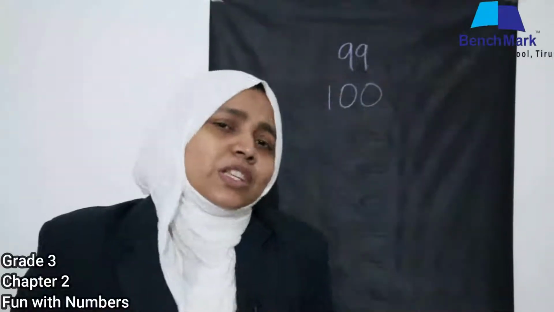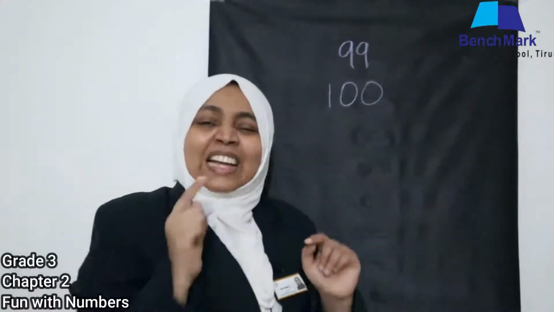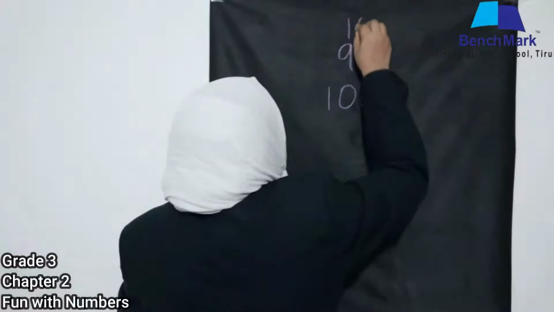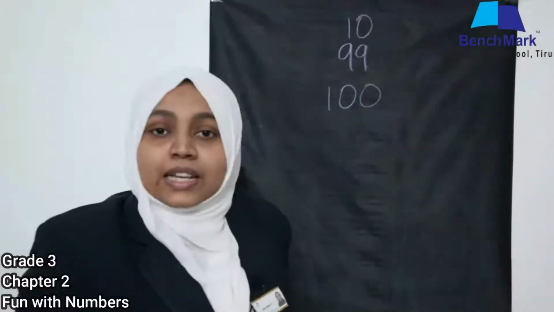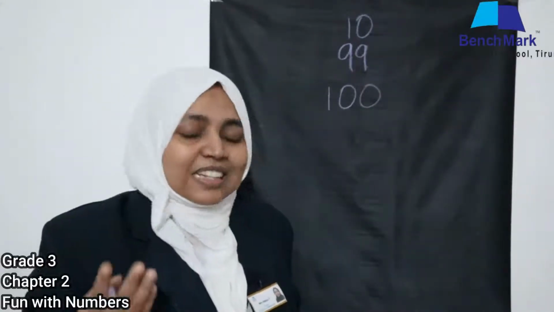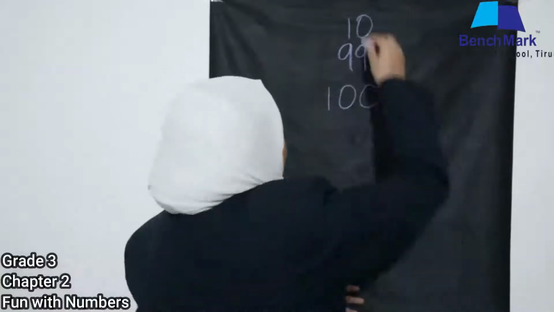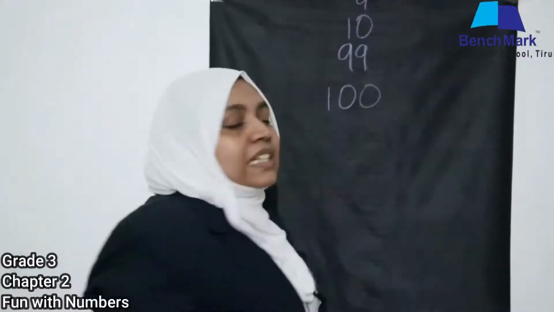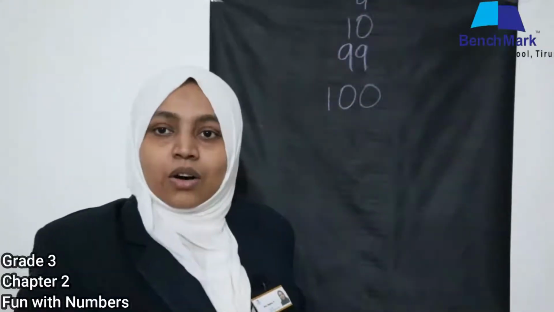Okay, so tell me, which is the smallest 2-digit number? Just think and tell me. Yes, you are correct. It is 10. 10 is the smallest 2-digit number, because just before 10, the predecessor of 10, is 9. 9 is a single-digit number, or a 1-digit number.